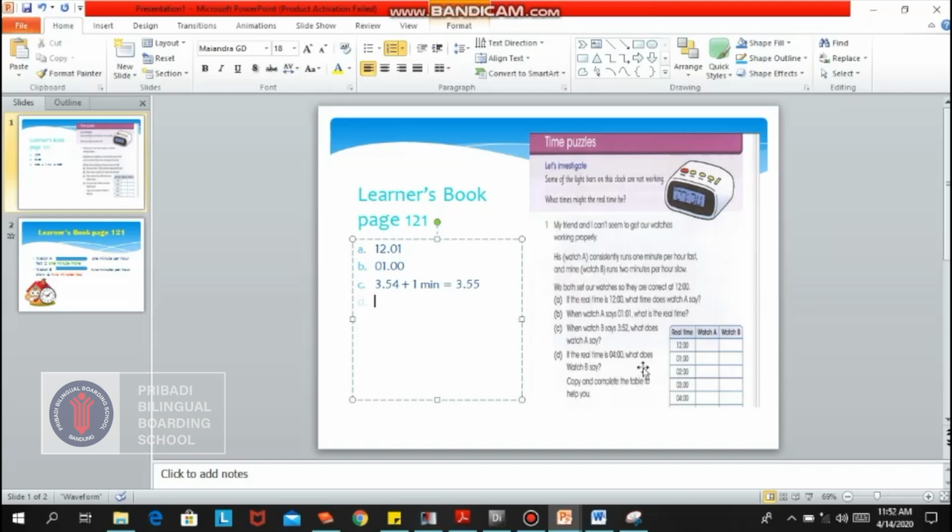D, if the real time is 4 o'clock, what does watch B say? The real time is 4 o'clock, watch B, 2 minutes per hour slow. So we have to subtract 2 minutes from 4 o'clock. What is the answer? Yes, correct, it is 3:58. Remember.